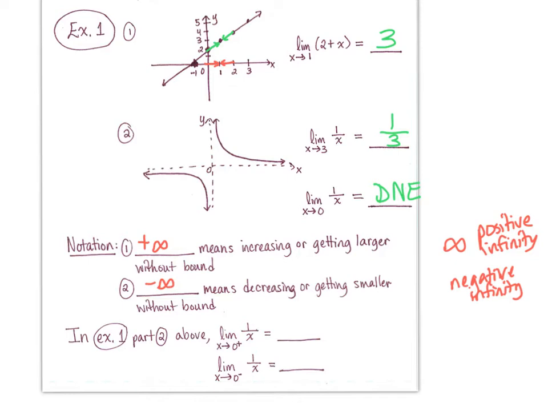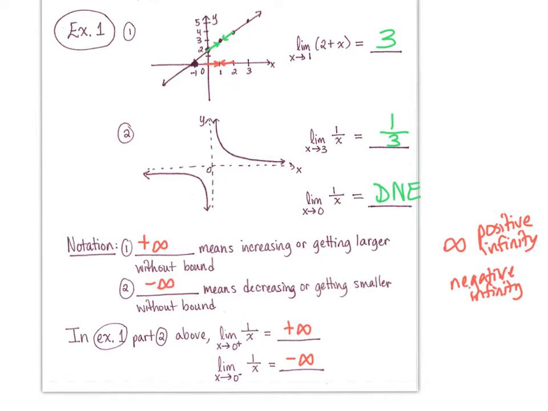Okay? So going back to the example, part 2, the limit of 1 over x as x approaches 0 from the right is infinity, or positive infinity. And the limit as x approaches 0 from the left of 1 over x is what? Good, negative infinity, because it approaches negative infinity there. What questions do you have?